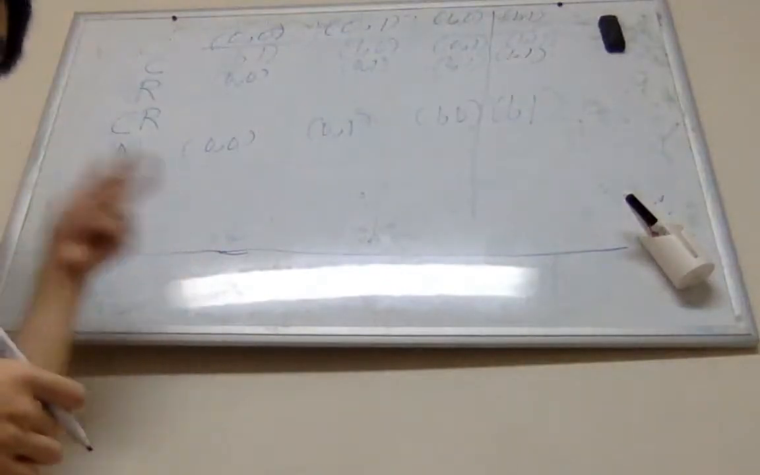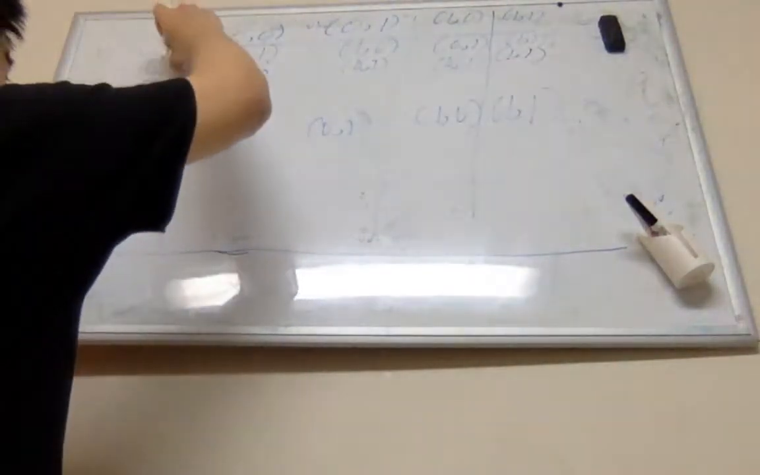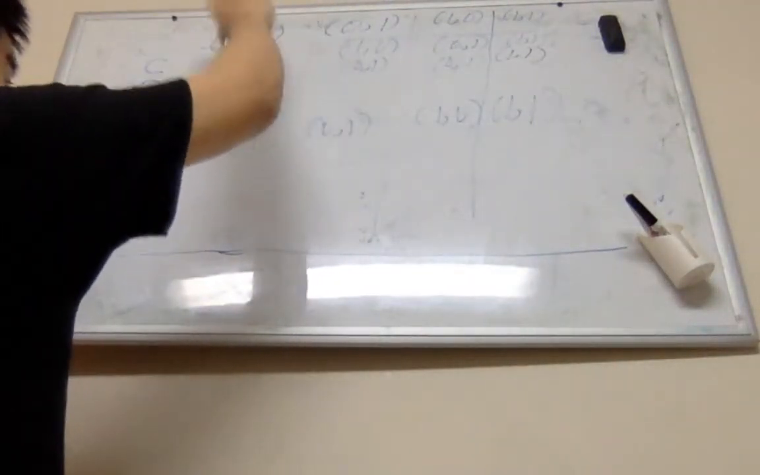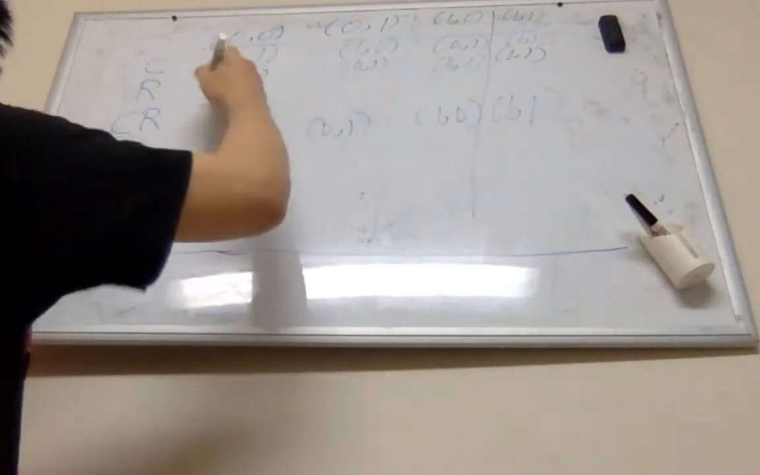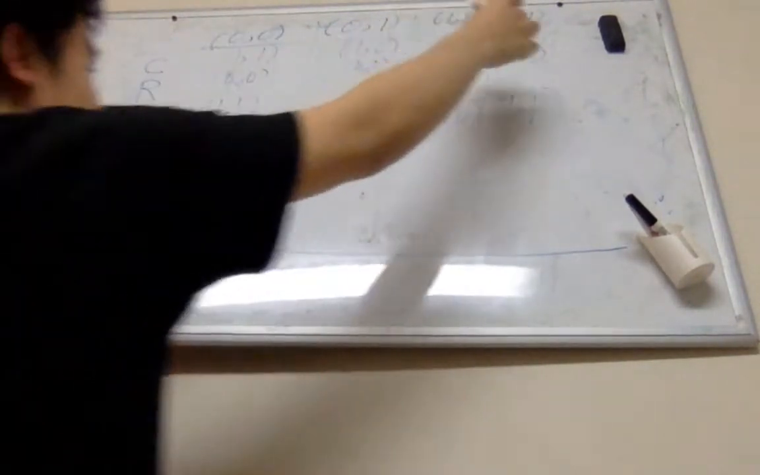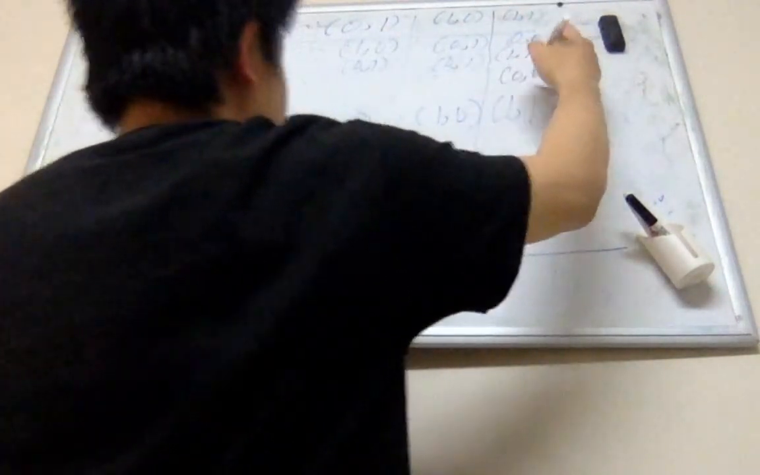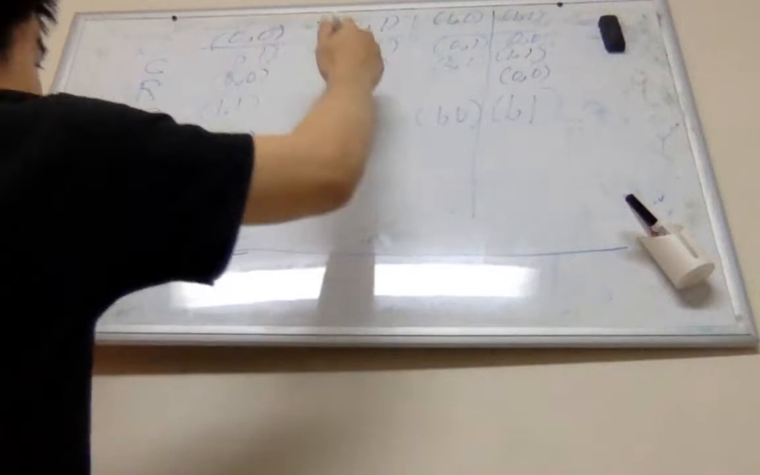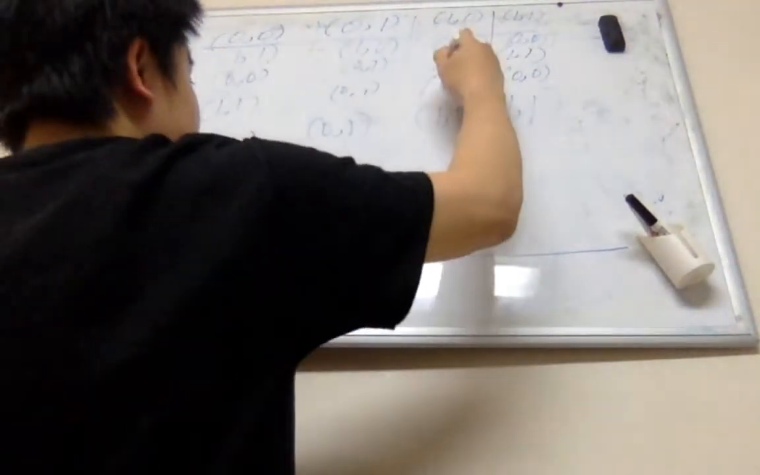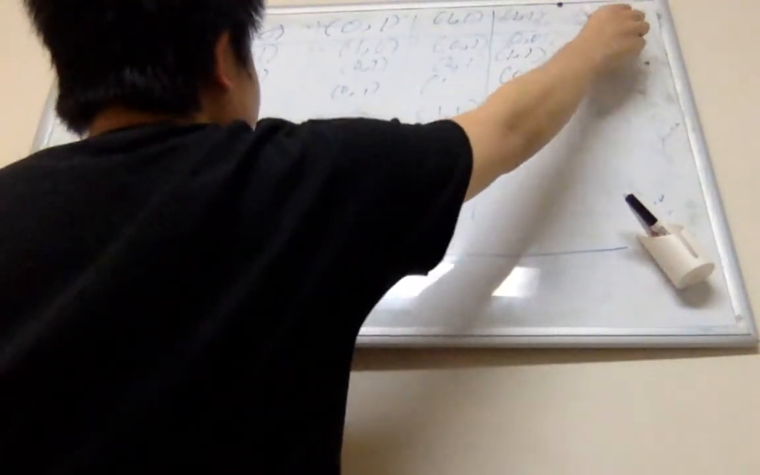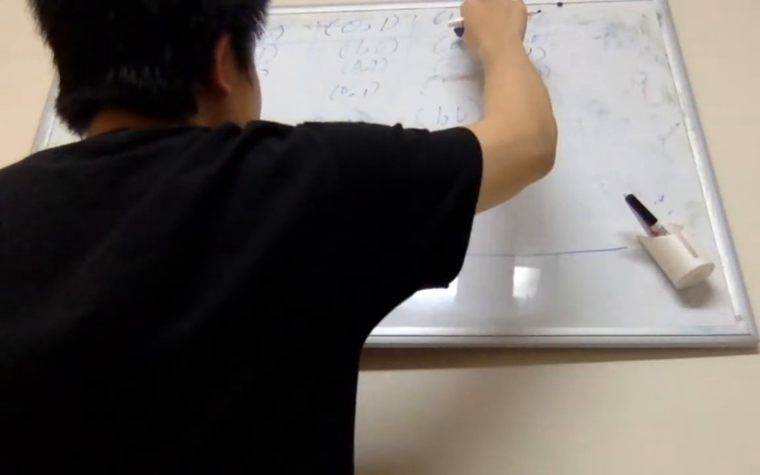And what happens if you have a CR? Then you basically take the first row, flip it, and reverse it. So this one becomes 1 1. Sorry, this should be 0 0. This should be 0 0 as well. And if you flip this one, it becomes 0 1. Oh my bad, this should be 0.